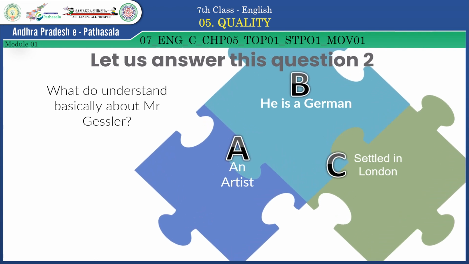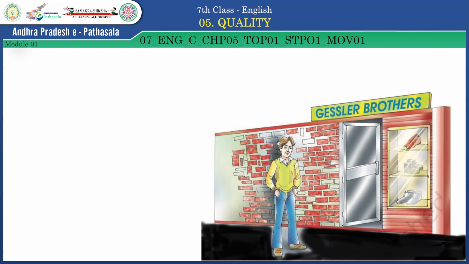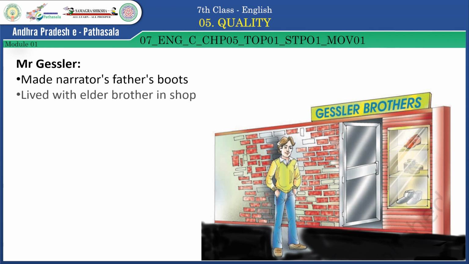Now let's jump into the reading comprehension part of the lesson, which is about Quality, the shoemaker. The name of the lesson is itself Quality. Let's get in. The narrator describes a person named Mr. Gessler who had a significant impact on their life. Mr. Gessler was a skilled bootmaker who crafted boots for the narrator's father. He lived with his older brother in a shop located in a quiet street in fashionable London.